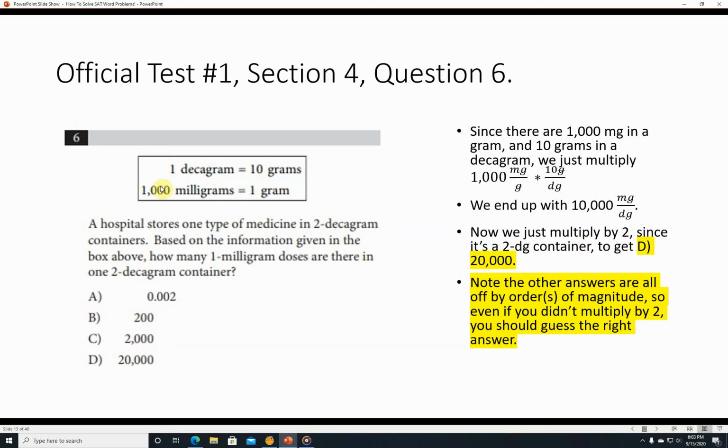And yes, the first time I did this problem, I didn't notice that it said 2 decagrams, so I was wondering, why are all these a factor of 2? Note the other answers are all off by orders of magnitude, so even if you didn't multiply by 2, you should be able to guess the right answer, which of course I was able to do and quickly realized, oh, they said 2 decagram. So don't be afraid to reread problems. If something looks wrong, obviously if you don't see the answer you got as an answer choice, you better go back and check.